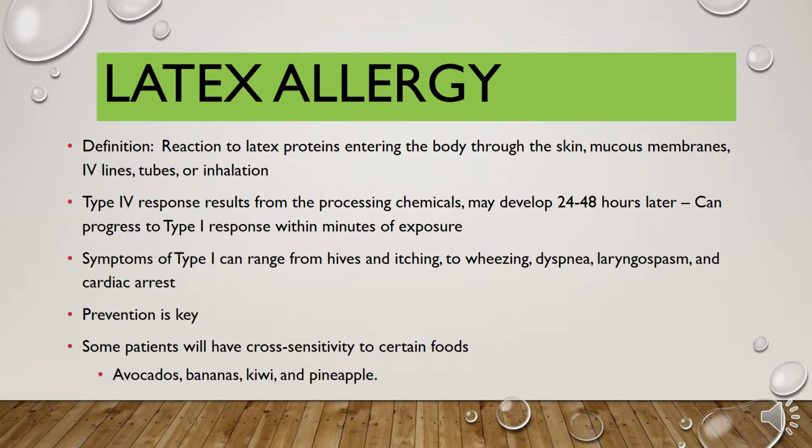Symptoms of a type 1 response can range from hives and itching to wheezing, dyspnea, laryngospasm, and cardiac arrest. So basically, if you think of anaphylaxis as type 1, with latex allergies, people can have delayed reactions where they just have a rash or hives later, or they can be very, very serious and have these big reactions. Prevention is key with this, so knowing that they have a latex allergy and avoiding any latex products near the patient. Some patients will have cross sensitivity to certain foods if they have a latex allergy as well.